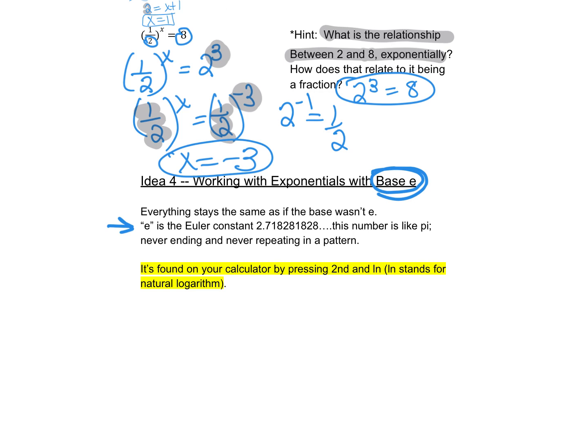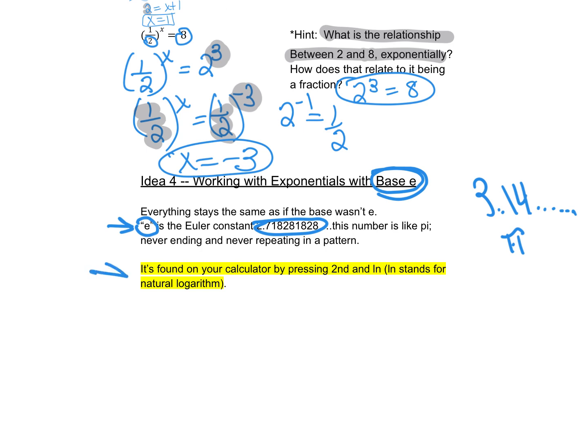Base e is kind of like pi. Pi is 3.14, and it goes on forever and ever. Euler's constant, 2.718281828, keeps going on and repeating forever and ever. So instead of using that big decimal, they just use e, kind of like instead of using 3.14 and so on, we just use the simple pi. Exact same idea. e has a numerical value, just like pi has a numerical value.